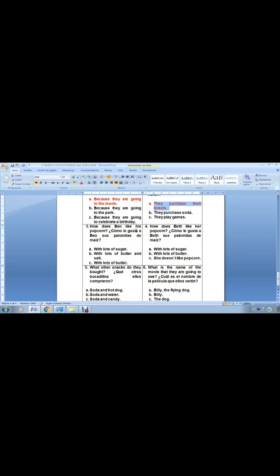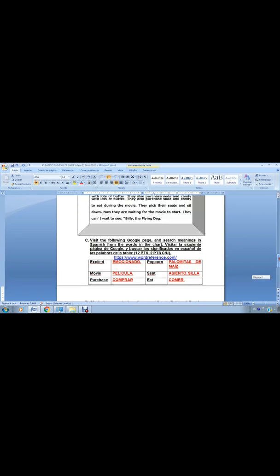How does Ben like his popcorn? ¿Cómo le gusta a Ben sus palomitas de maíz? Letter A, letra A, with a lot of sugar, con mucha azúcar. Letter B, con letra B, with a lot of butter and salt, con mucha mantequilla y sal. And letter C y letra C, with a lot of butter, con mucha mantequilla. Let's see in the text. Vamos a ver en el texto.